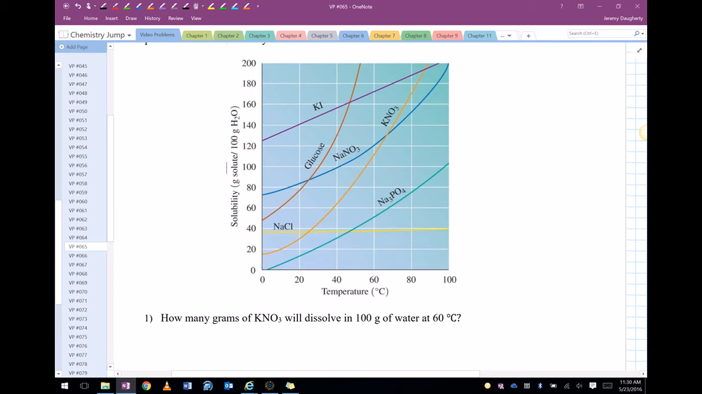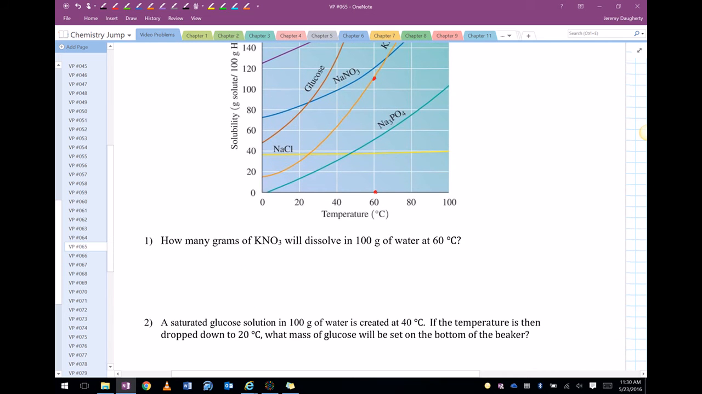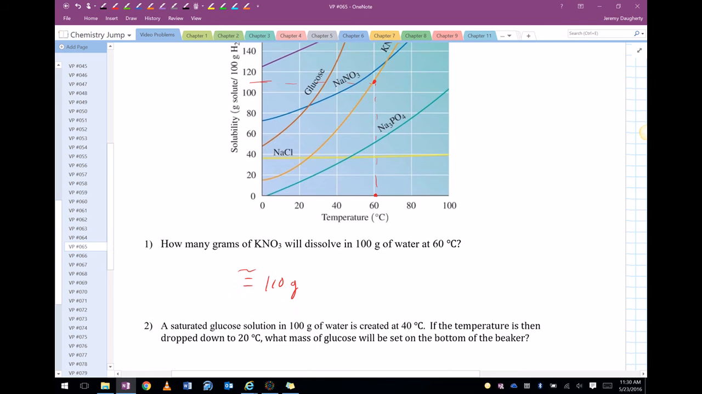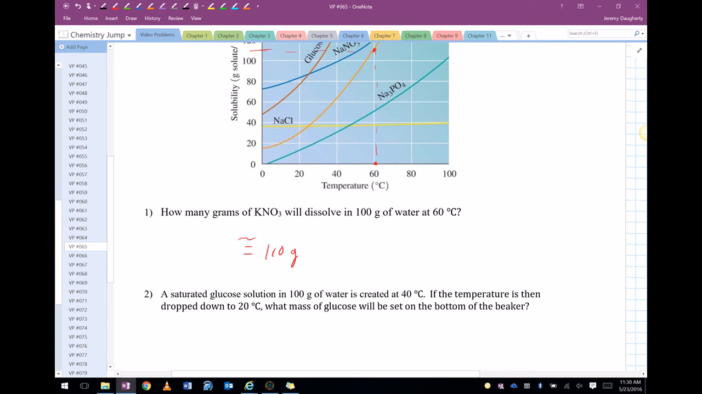How many grams of KNO3 will dissolve in 100 grams of water at 60 degrees Celsius? So here's 60 degrees Celsius. I'm going to go up until I hit KNO3, which is this orange line right here. Looks like about 110 grams.